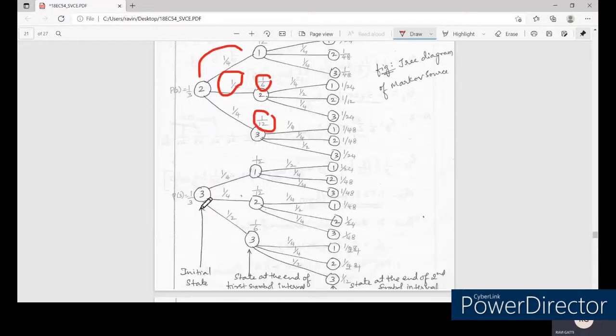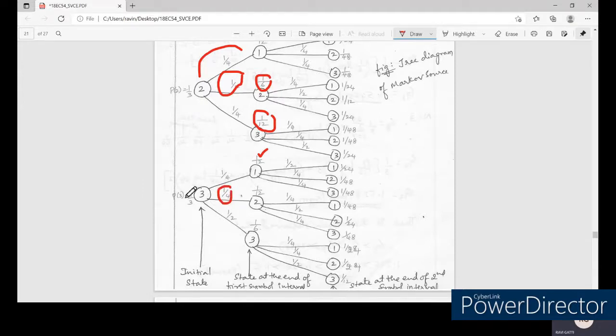Similarly, if you calculate for state 3, when you are in state 3, you are going to emit a particular symbol and move to state 1 with a probability of 1 by 4. So the probability value of being in the first state is 1 by 3 into 1 by 4, which gives you 1 by 12. Similarly, when you are in state 3, you are going to emit a particular symbol and move to state 2, so you will get 1 by 4.